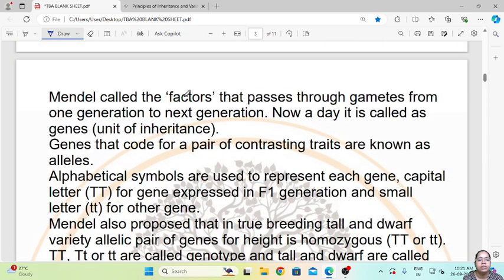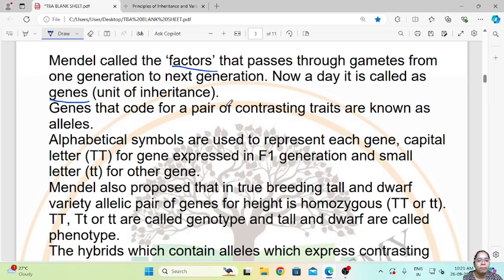Mendel called the factors that pass through gametes from one generation to the next generation. So the units which pass from one generation to another, he termed factors. Now they are called genes. These are the genes that we inherit from our parents. Likewise in plants and human beings also, we inherit factors, that are genes, from our parents. Genes that code for a pair of contrasting traits are known as alleles.